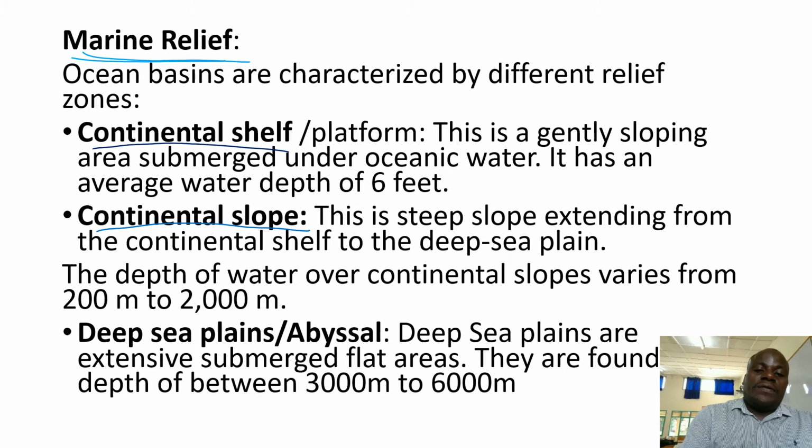Then we have deep sea plains. As you all know, a plain is an extensive flat area. So deep sea plains are extensive submerged flat areas. They are submerged, under the water level of the sea, but they are flat and extensive. The diagram will help us.